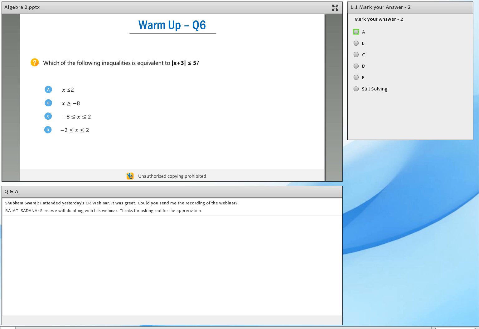Right, last 10 seconds. 5, 4, 3, 2, and 1. Let me end the poll, broadcast the results. Again, about 77% of you got it right. The answer is choice C, which is minus 8. x lies between minus 8 and plus 2, both inclusive.